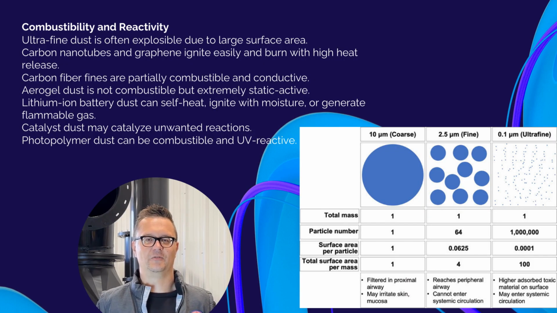Combustibility and reactivity. These materials have diverse behaviors. Ultrafine dust is often explosible due to large surface area. Carbon nanotubes and graphene ignite easily and burn with high heat release. Carbon fiber fines are partially combustible and conductive. Aerogel dust is not combustible but extremely static active. Lithium-ion battery dust can self-heat, ignite with moisture, or generate flammable gas. Catalyst dust may catalyze unwanted reactions. Photopolymer dust can be combustible and UV reactive.